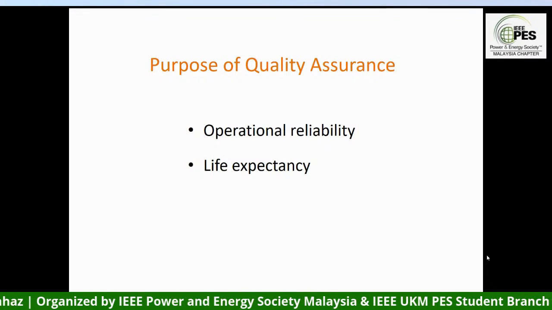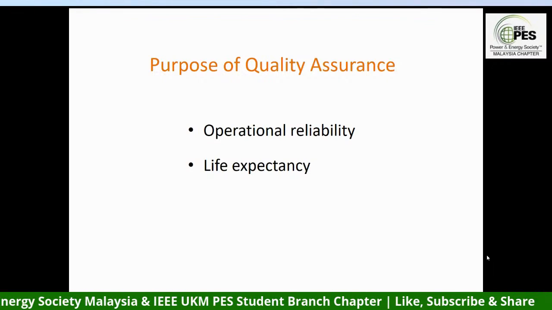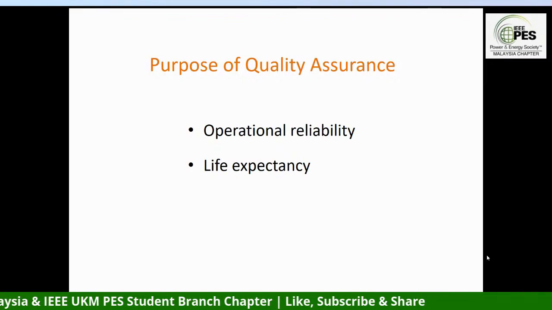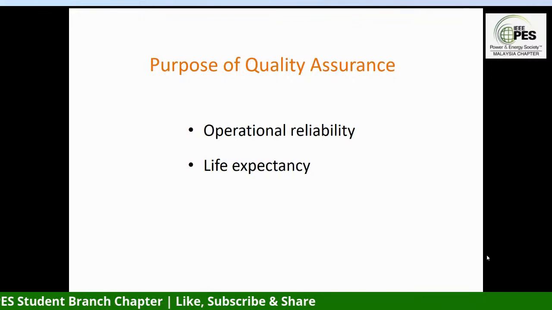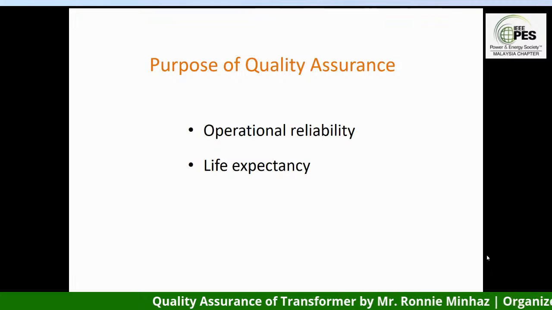Now the life expectancy. So what is the life of the transformer? The life of the transformer means the life of the insulation. What is insulation? Insulation is nothing but cellulose and the oil. Basically, we talk about the cellulose. The cellulose is nothing but a carbon hydrogen chain.